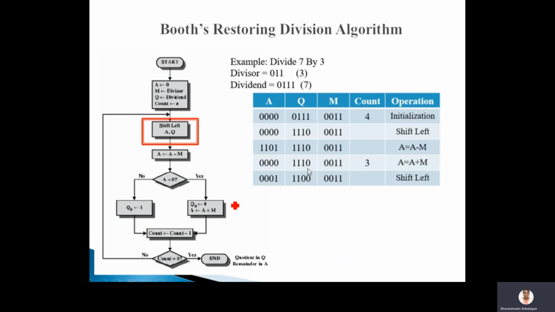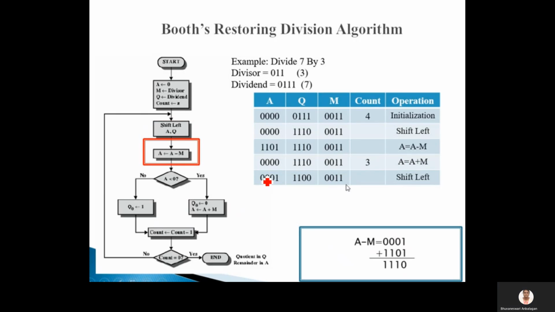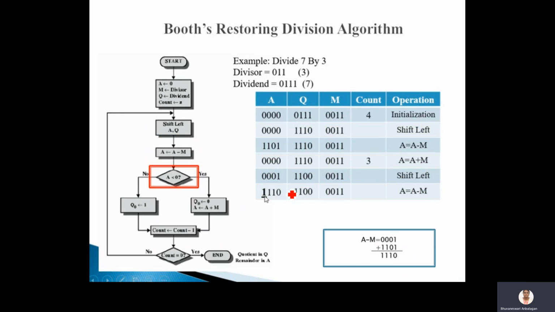Okay. Now what I am going to do is perform the shift left operation. Okay. So once I have performed the shift left operation, I am going to perform A as A minus M. Okay. So A plus minus M. Already we know the value for minus M. So I am simply adding that value and I am getting the value here, and I am going to store it in A. Okay. That is 1110. And I am going to get the other values as they are.